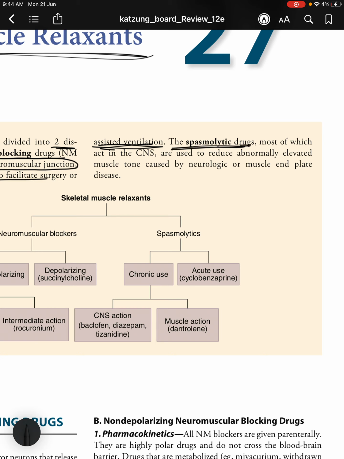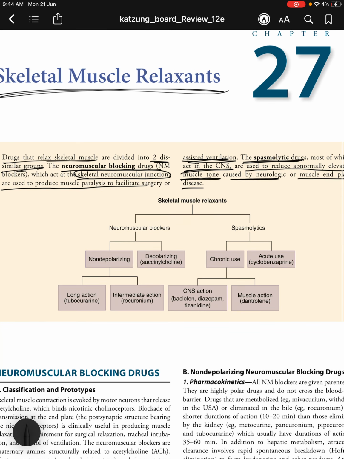And the other group includes the spasmolytic drugs, most of which act in the CNS, and they are used to reduce abnormally elevated muscle tone caused by neurological or muscle end plate disease. So, spasmolytics break down the muscle spasms. Otherwise, you have the neuromuscular blockers. So, skeletal muscle relaxants are divided into two dissimilar groups: neuromuscular blockers and spasmolytics.